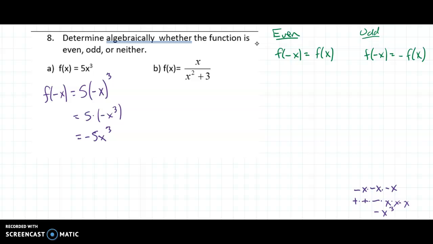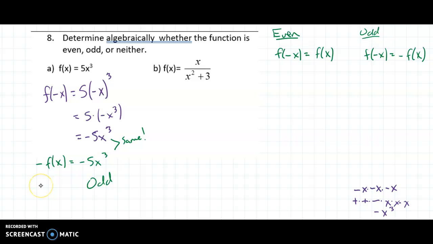So to check to see if it's odd, I'm going to now find, and I'll do it in green, negative f of x. And that is negative times this right here. So I get negative 5x cubed. Notice these two are the same. So therefore, this thing is odd. So hopefully that makes sense. And remember, if I had gotten here and it was the same as the original piece, then I would have stopped. Once I know something's even, I don't bother to check to see if it's odd. So let's go on and do B.